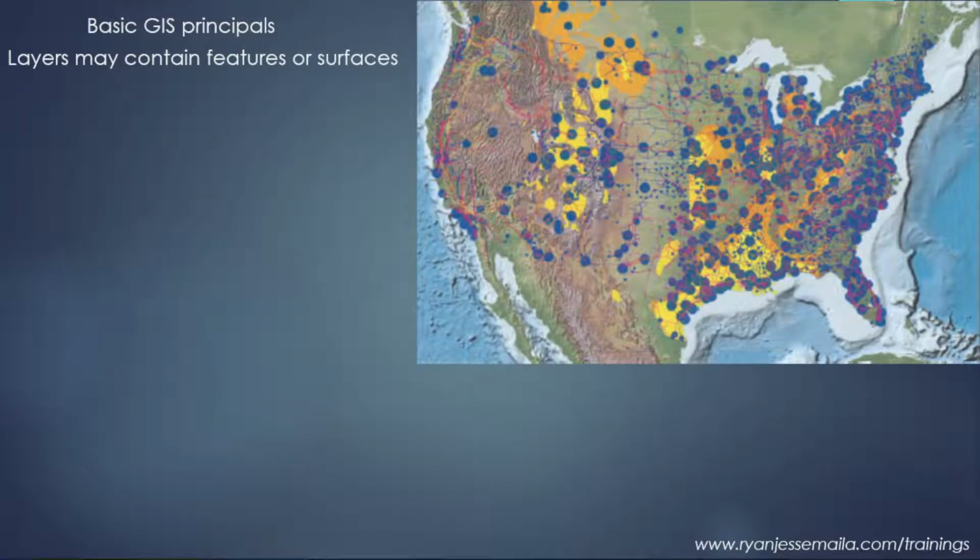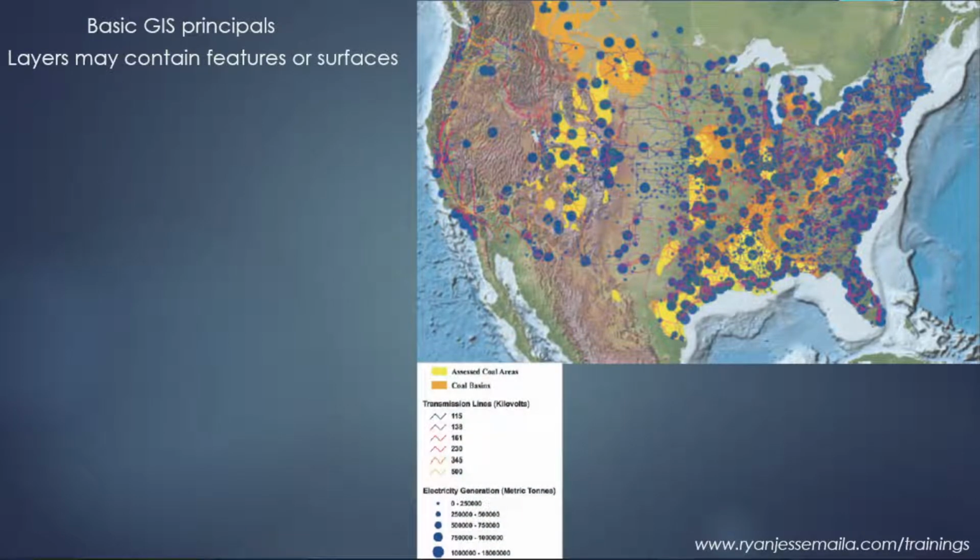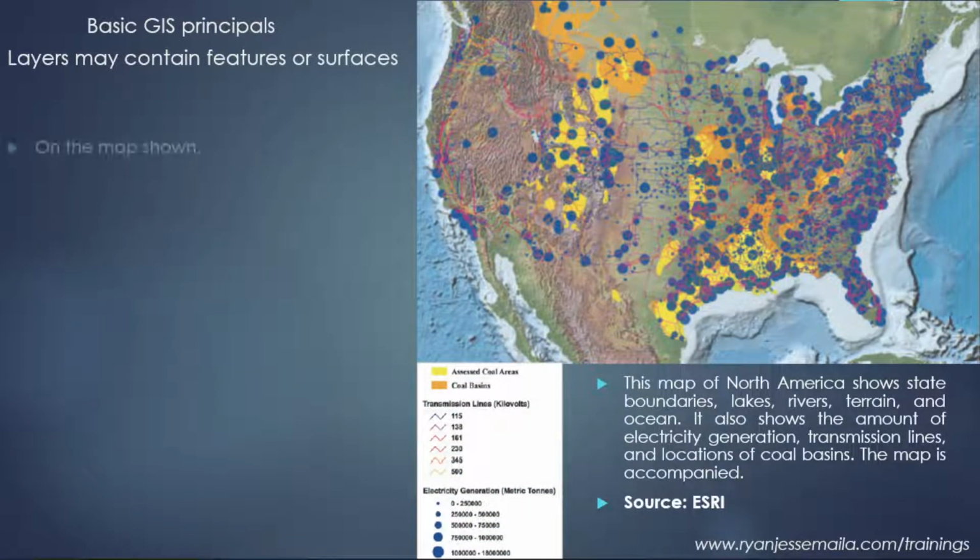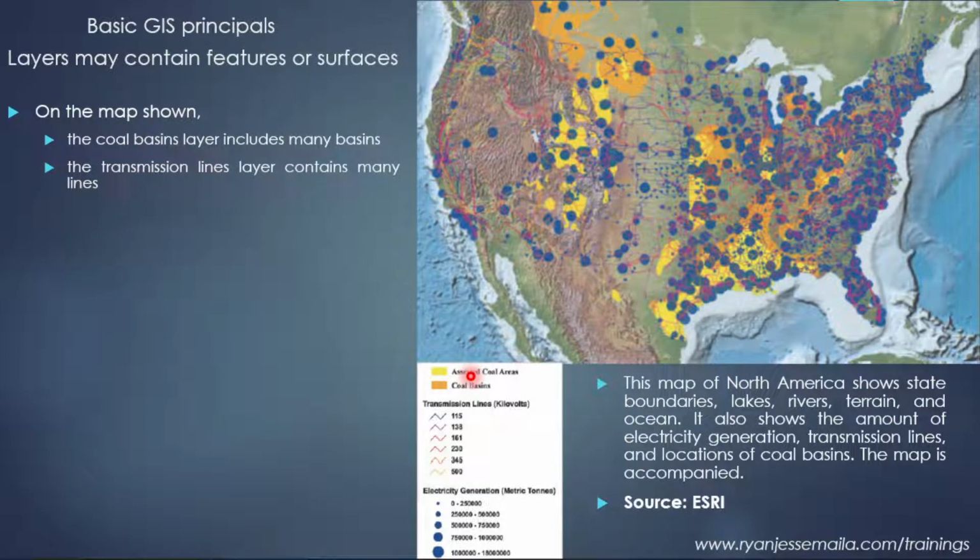So the second one is that layers may contain features or surfaces. Still looking at the same map with the same legend, that same information. On this map, we have the coal basins layer, which includes many basins, and you can see the guide here. We also have the transmission lines layer, which contains many lines with different kilowatts. And when you see the color there, you'll be able to tell, oh, this line has this number of kilowatts.